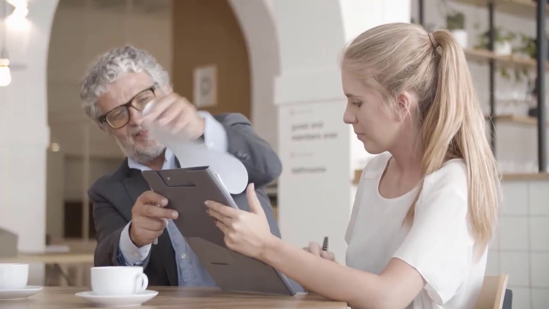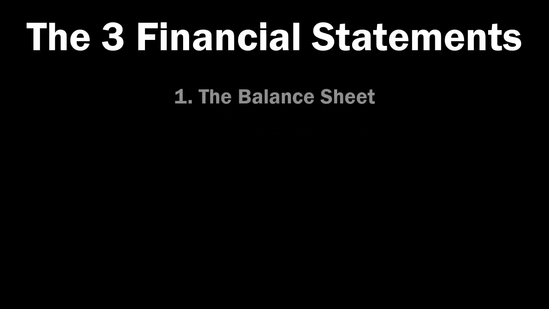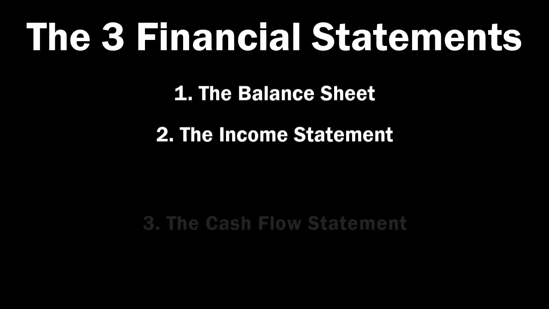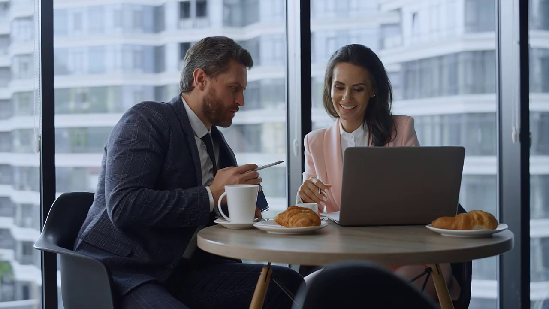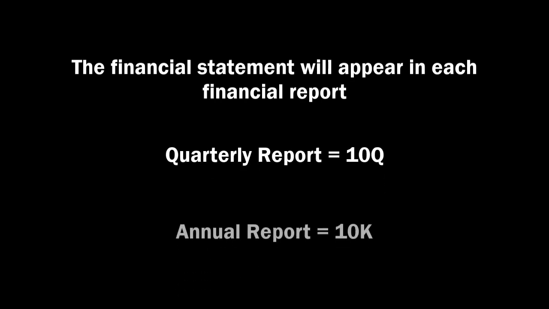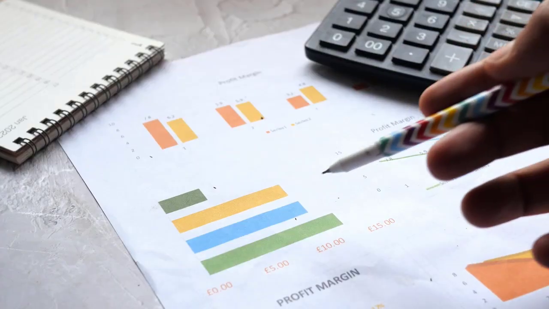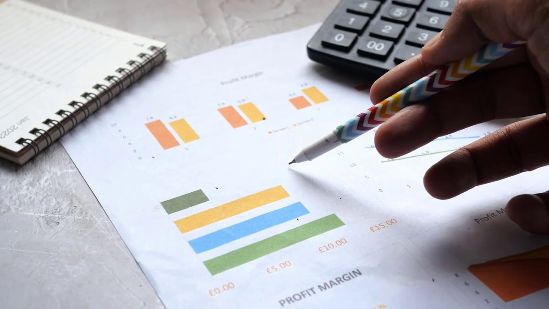When people talk about the three financial statements, they are usually referring to these three: the balance sheet, the income statement, and the cash flow statement. The financial statements are reports created by the company's accountants which aim to tell investors or lenders everything they need to know about the finances of a company. The financial statements will appear in each quarterly report, called a 10Q, and annual report, called a 10K. Each financial statement serves a different purpose, as I'll show you in this video.